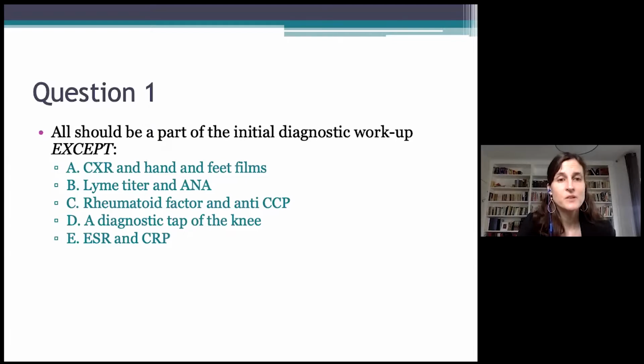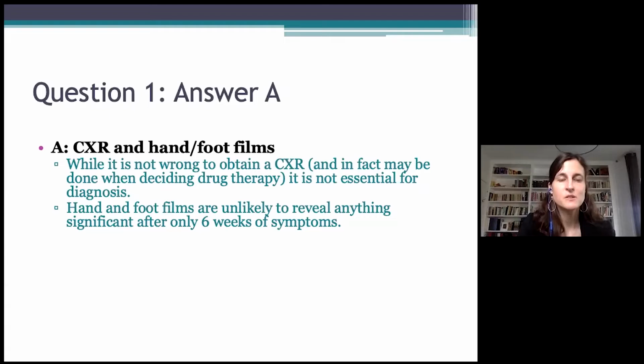So the answer here is A, chest x-ray and hand and foot films. While it's not wrong to obtain a chest x-ray, and in fact, we may want to do it when deciding drug therapy, particularly if we're considering something like methotrexate, it is not essential for diagnosis. And hand and foot films are unlikely to reveal anything significant after only 6 weeks of symptoms.